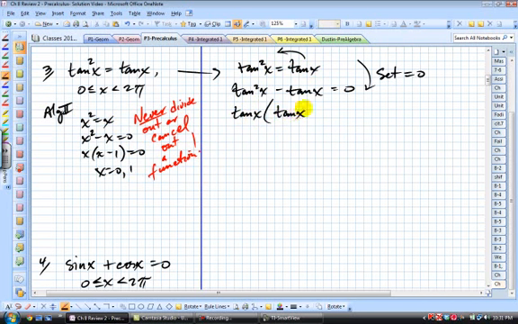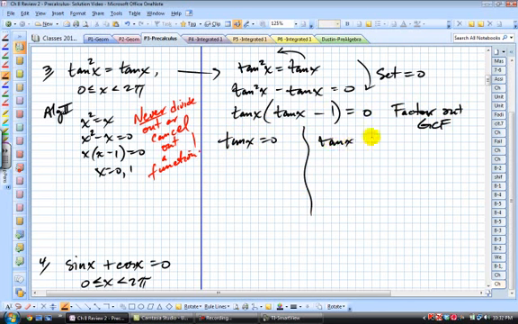So tangent x times tangent x gives you the first term, and then minus 1. Distribute through, you can see what I'm talking about. So what did I do? I factor out the GCF, just common algebra technique. Now I set them both to 0. So when is tangent x equals 0? When is tangent x minus 1 equal to 0?